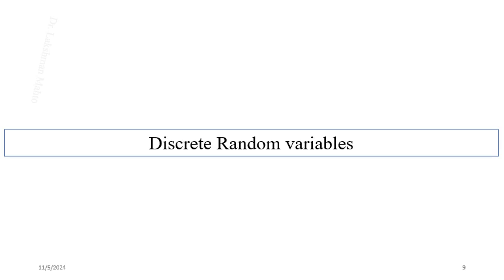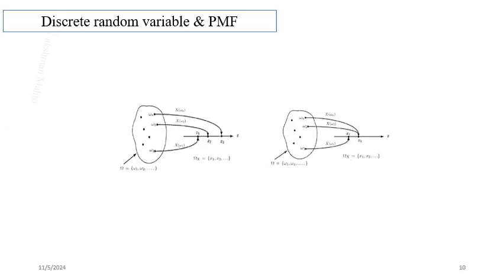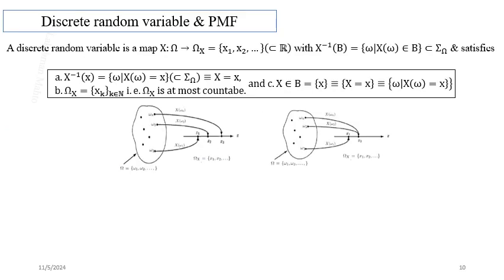So now we will talk about the discrete random variable, and in the next class we will cover all these in detail. So what is a discrete random variable? As I had told, if you take a random variable X as a map from omega to omega X, where omega X is a countable set, or a discrete set, what does it mean?